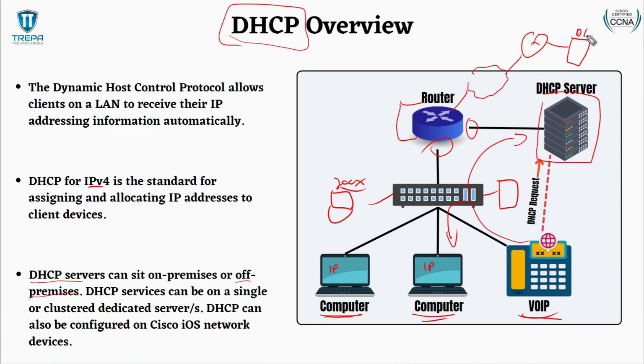That DHCP server can sit across the WAN, and these computers can still do a request all the way to this DHCP server. That is possible. DHCP can also be configured on the IOS. So our actual router here can act as a DHCP server.